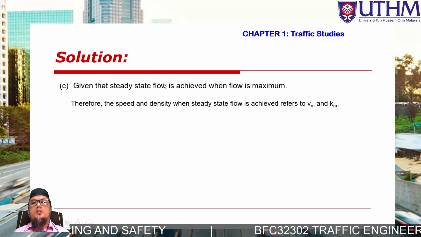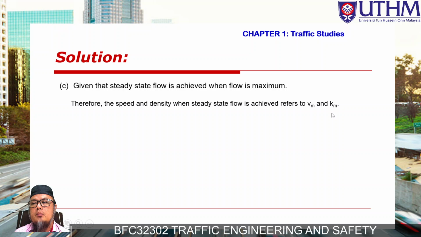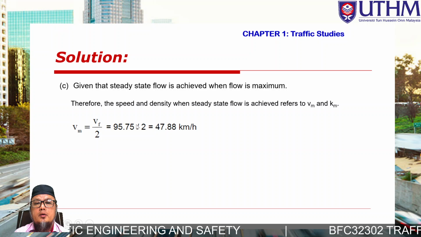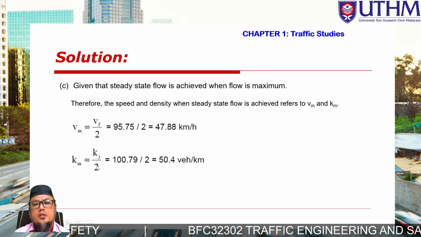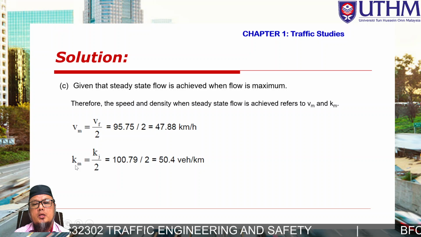Okay, given a steady flow is achieved when flow is maximum. Therefore, speed and density when steady flow is achieved refer to V maximum and K maximum, or optimal. Okay, we obtain VF as VF earlier, 95.75. To determine Vm, half of the free flow speed. So now we obtain 47.88. Okay, Km, we know Km is half of Kj. So we got the Kj value earlier, 100.79. So divide by two, we get the Km value. We obtain Km is 50.4.